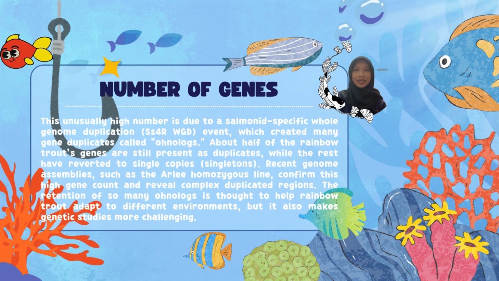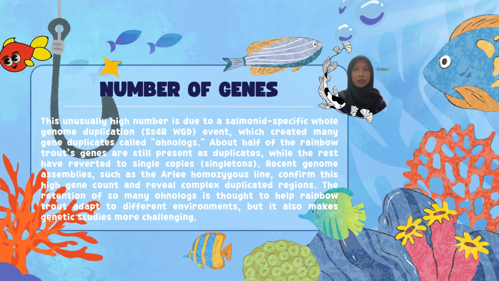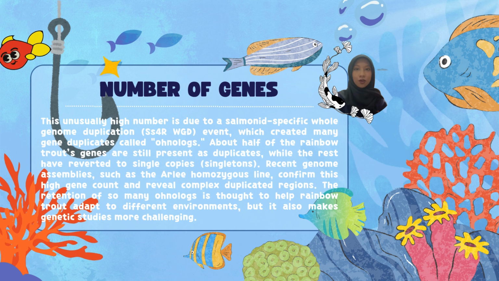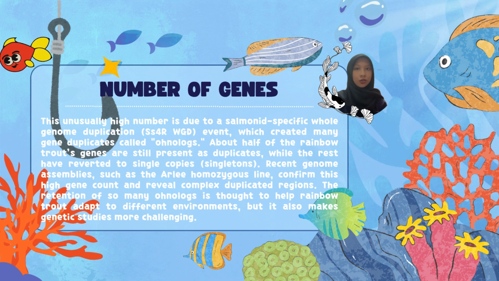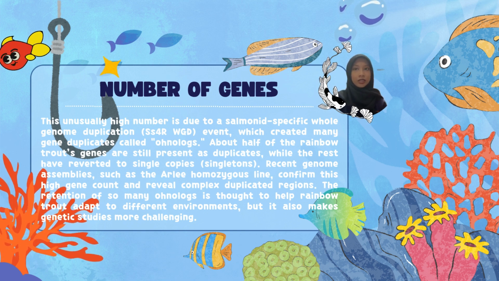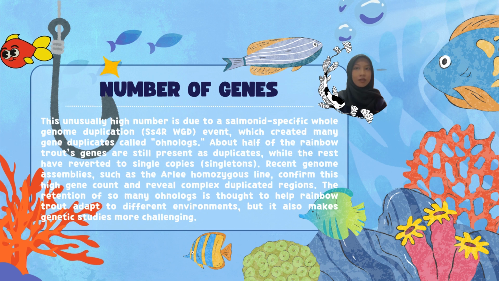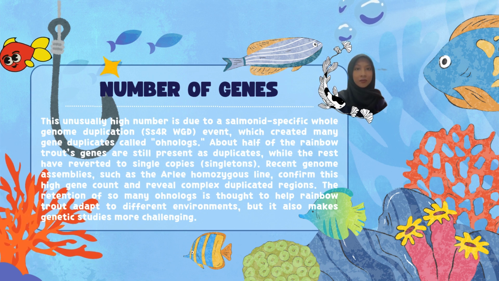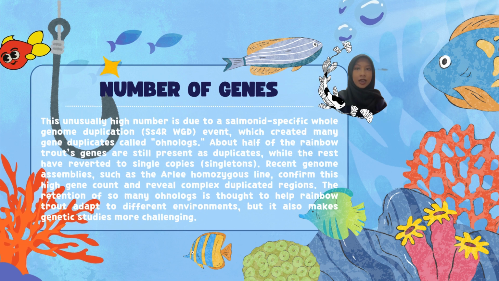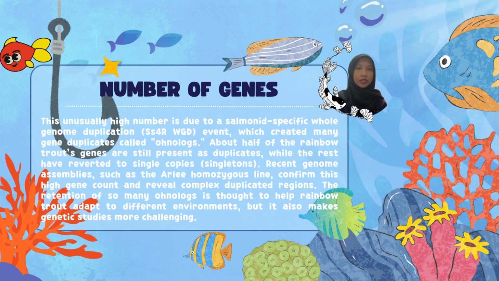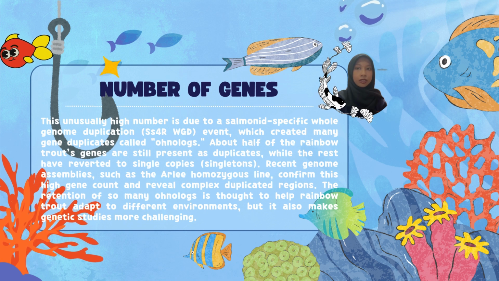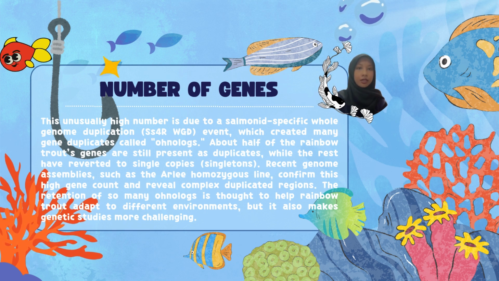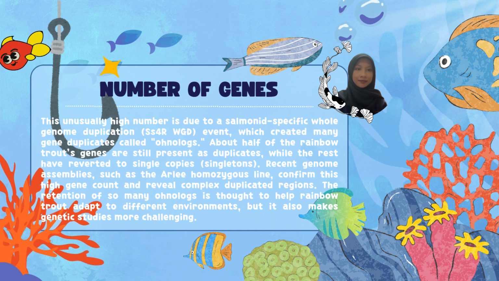The unusually high number is due to a salmonid-specific whole genome duplication, which is the Ss4R WGD event, which created many duplicated genes called homologs. About half of the rainbow trout's genes are still present as duplicates, while the rest have reverted to single copies, which are singletons. Recent genome assemblies such as the homozygous line confirm this high gene count and reveal complex duplicated regions. The retention of so many homologs is thought to help rainbow trout adapt to different environments, but it also makes genetic studies more challenging.